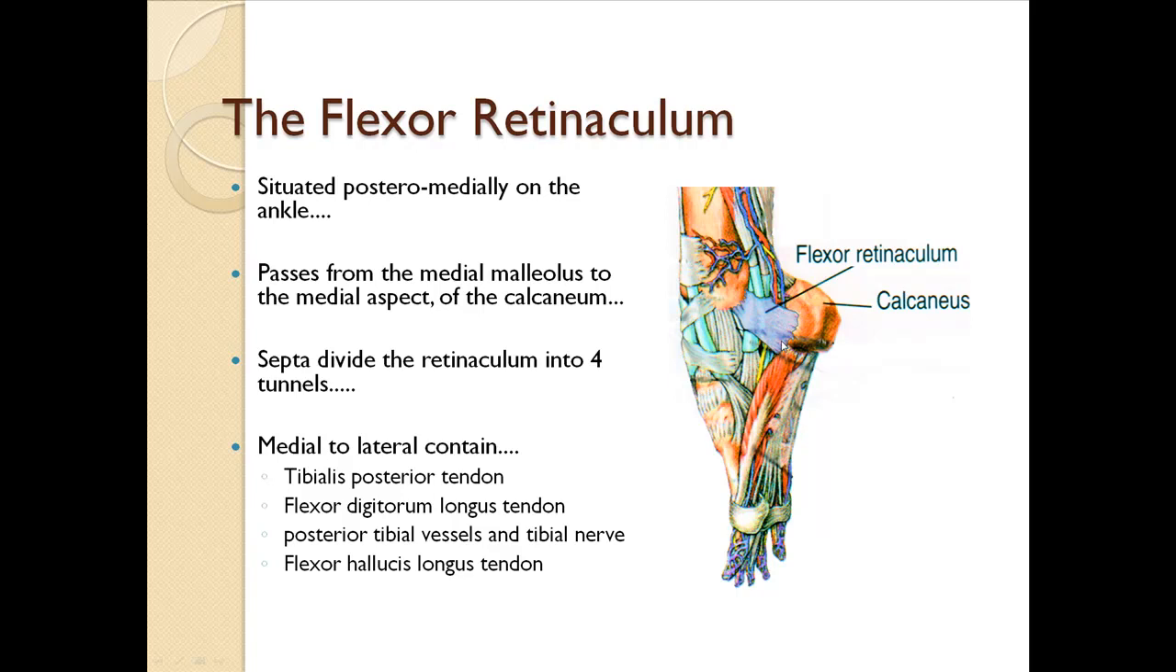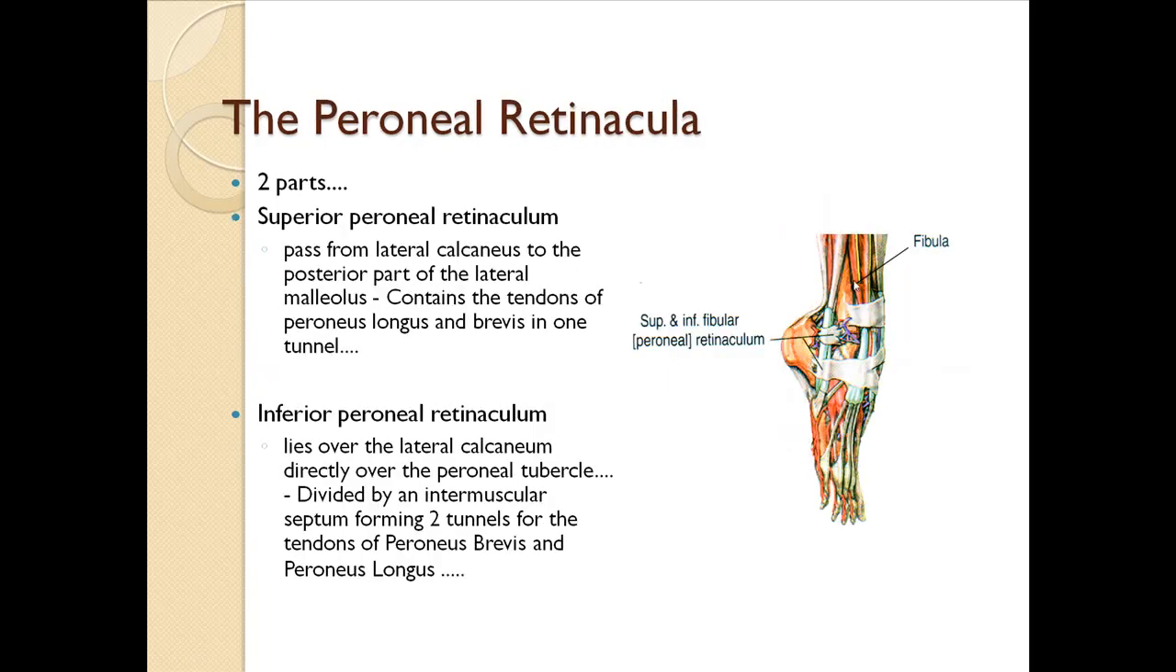The peroneal retinacula are found on the lateral aspect. There are two parts to the peroneal retinacula. Again, we have the superior peroneal retinaculum that we can see here. This forms a single tunnel that goes from the lateral malleolus across to the calcaneum.